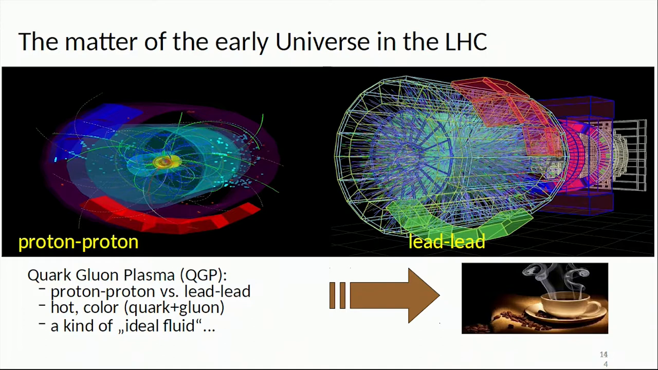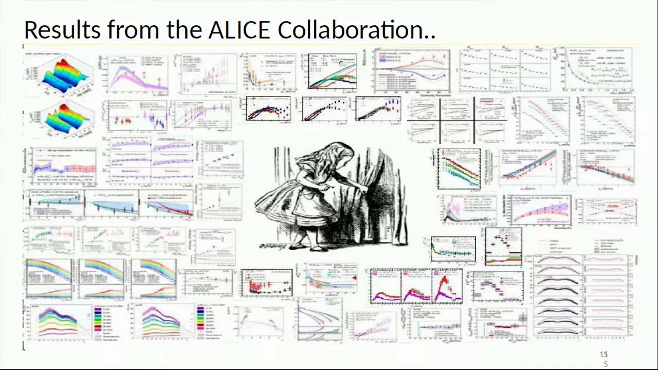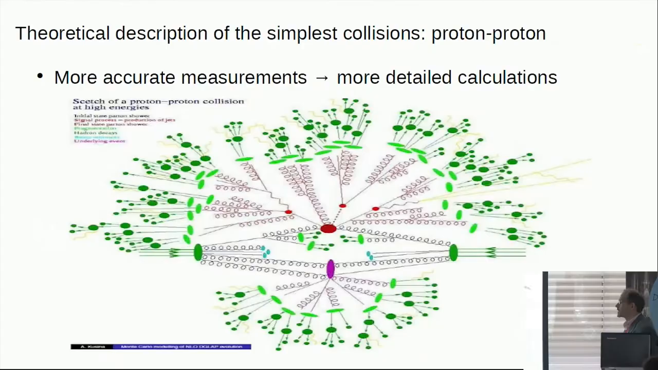So what we are looking for is the so-called quark soup or quark-gluon plasma, which was in the very early phase of the universe, about microseconds after the Big Bang. The results provided by this nice experiment we have collected here. These are all the plots which are measured. Even calculating this takes a lot of time, especially if you go to more and more detailed theory. If you have more accurate measurements, you have to go to more detailed calculations.